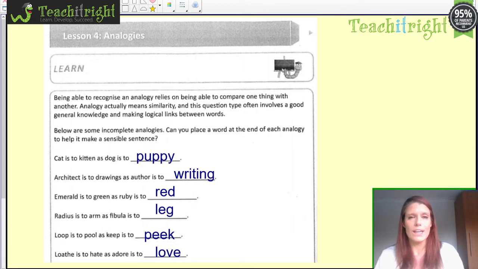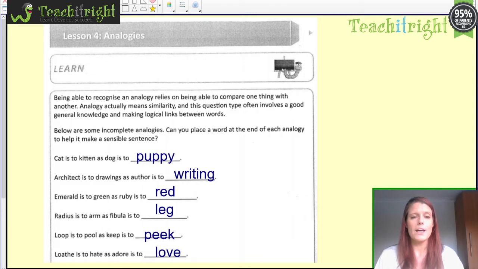We cannot keep stressing enough the importance of using your vocabulary books. This is so key to help you learn new vocabulary and use it not only in your independent work, but of course in the test papers that you complete as well. Emerald is to green as ruby is to red. So emerald and ruby are types of precious jewels, but they are green and red colours respectively.